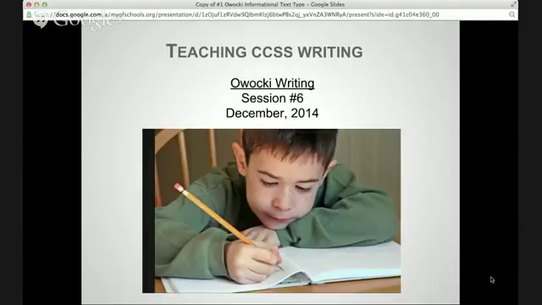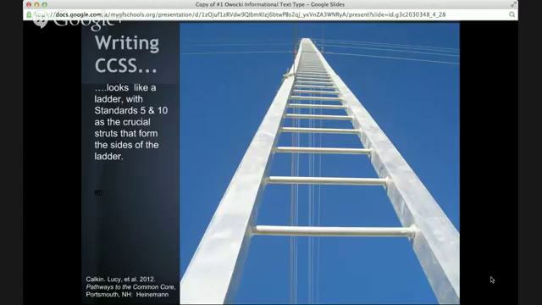So as we start this session 6, we want to review some of the things you already know because they're going to apply here now with Standard 2, okay? The ladder.